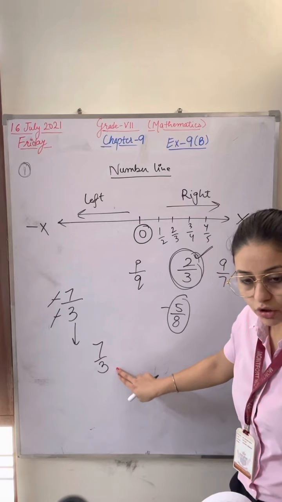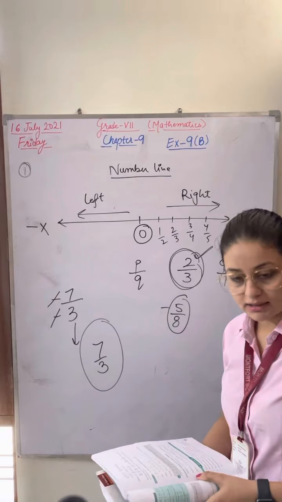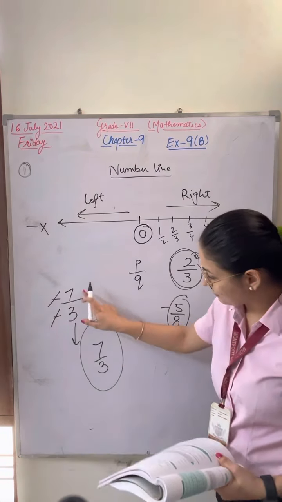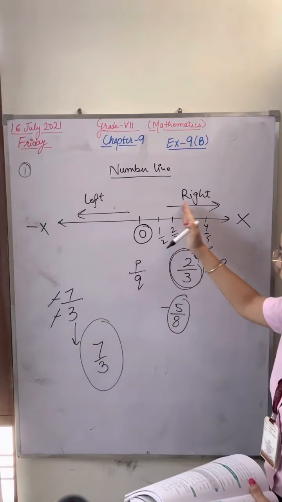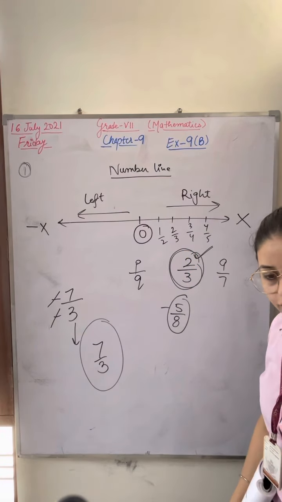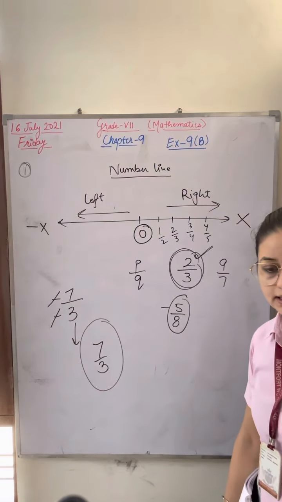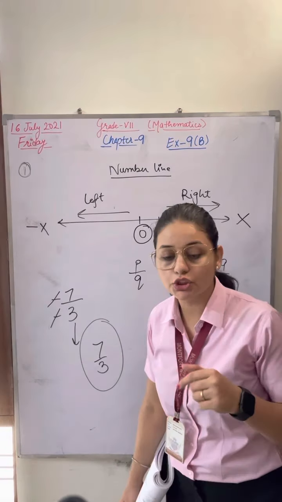Is it a negative value or positive value? Positive. Very good. So they are saying that minus 7 upon minus 3 will lie on the right hand side of 0. It will lie on the right side of 0. Is it true or false? Ishita, is it true or false? Anirudh, Parth, please tell me the answer. Very good. It is true.